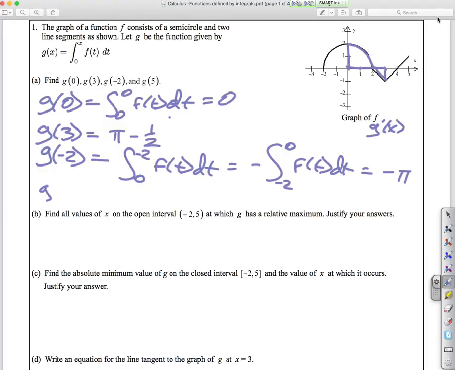And then g of 5, integral from 0 to 5 of f of t dt. What do I already know? I already know 0 to 3 is pi minus 1/2. So then I just need 3 to 5. What do you notice about the areas on 3 to 5? They cancel each other out. So that means g of 5 and g of 3 are the same value. Alright, so any questions on finding those function values? Rachel? Good? Alright, next one.